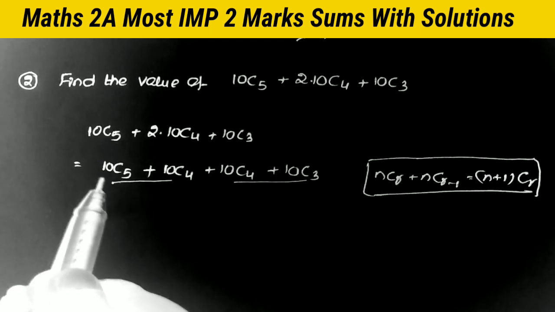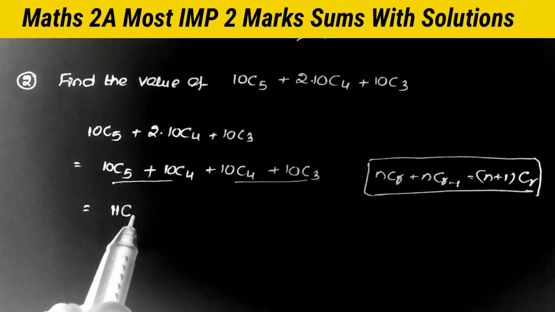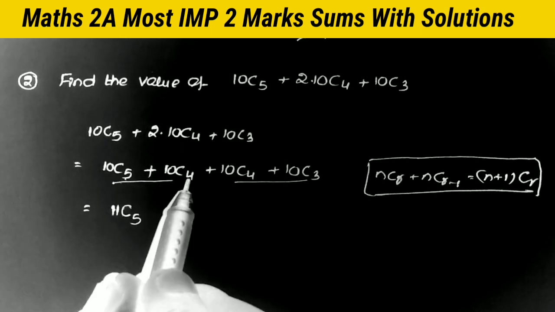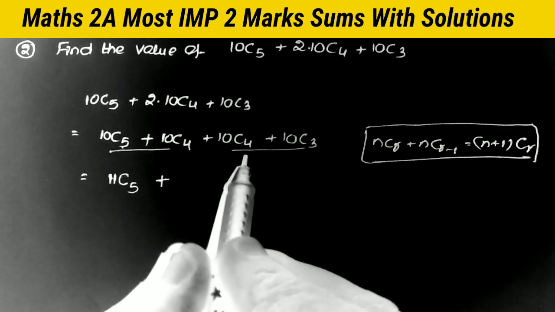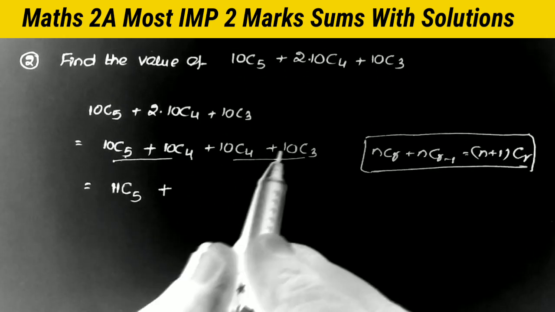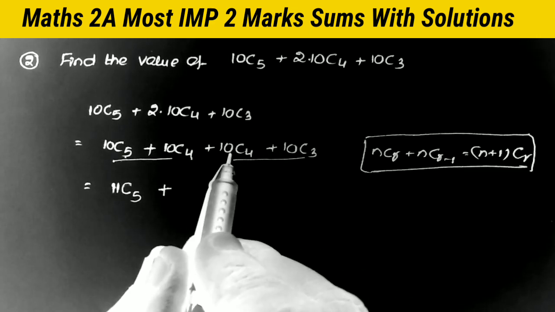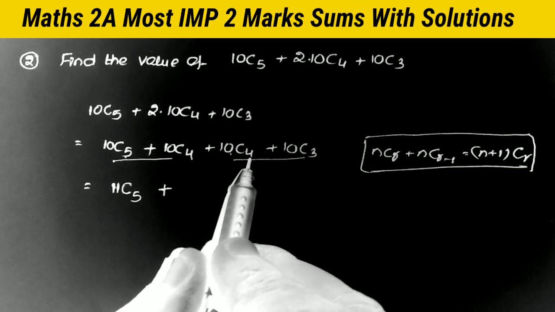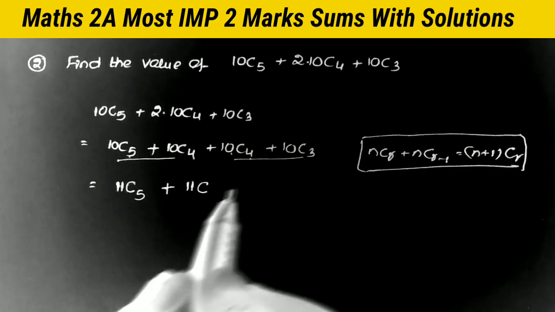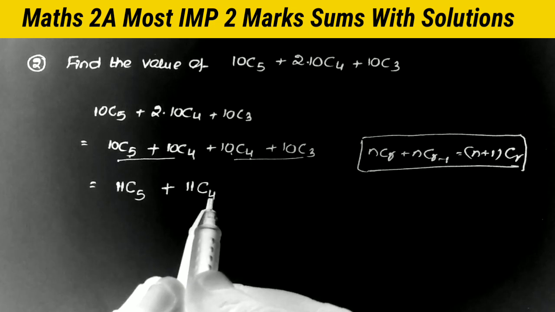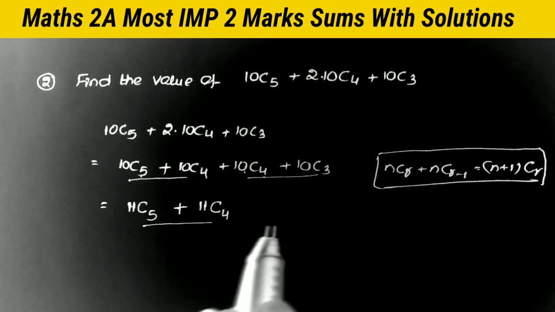So the answer is (n plus 1)Cr: 10 plus 1, that is 11C5, where this is r and this is r minus 1. Again applying the same formula to 10C4 plus 10C3, which is nCr plus nC(r minus 1): the n value is 10, the r value is 4. So n plus 1 is 10 plus 1, which is 11C4.